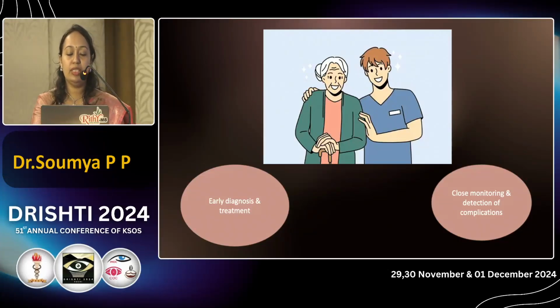So early diagnosis and treatment is a must in case of orbital cellulitis, and close monitoring and detection of complications are also very important. Thank you.